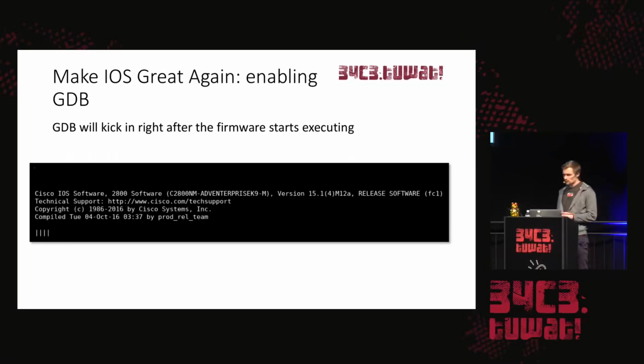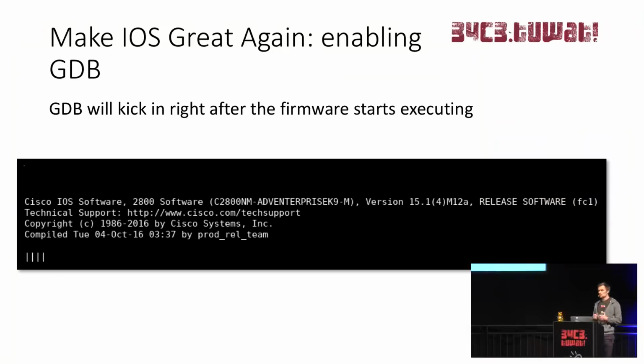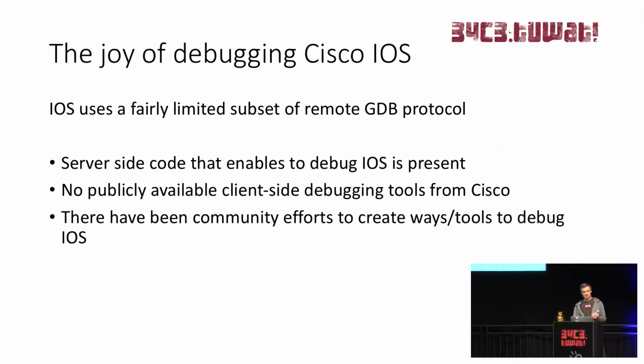Now, you can just use your favorite GDB debugger in Linux and connect it to iOS via serial port, because iOS uses a slightly different subset of commands of the GDB protocol. It has a server-side GDB, but the client side should be accustomed to this GDB server. Basically, there are no publicly and officially available client-side debugging tools for iOS, and that is because this is intended for Cisco engineers to do.